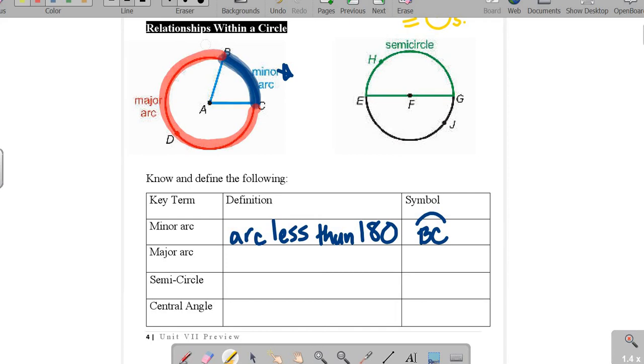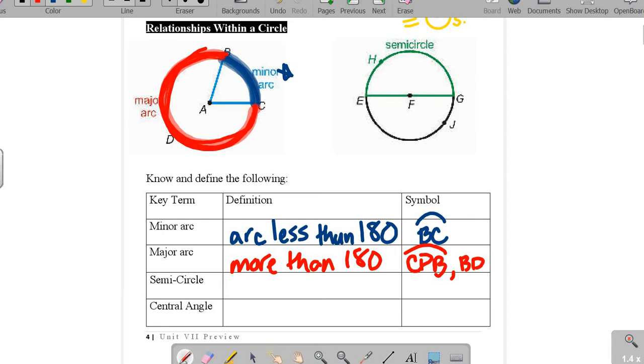Trace that way, please, the long way around. Trace it again. So a piece of a circle which is more than 180 is called a major arc. And when you name major arcs, because it's the long way around, you must use 3 letters. So CDB. I could have gone the other way around as well, BDC. But I have to use 3 letters.